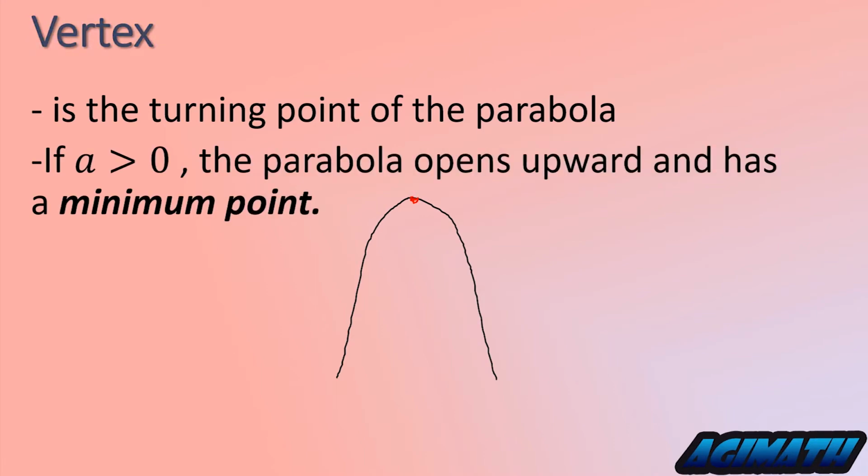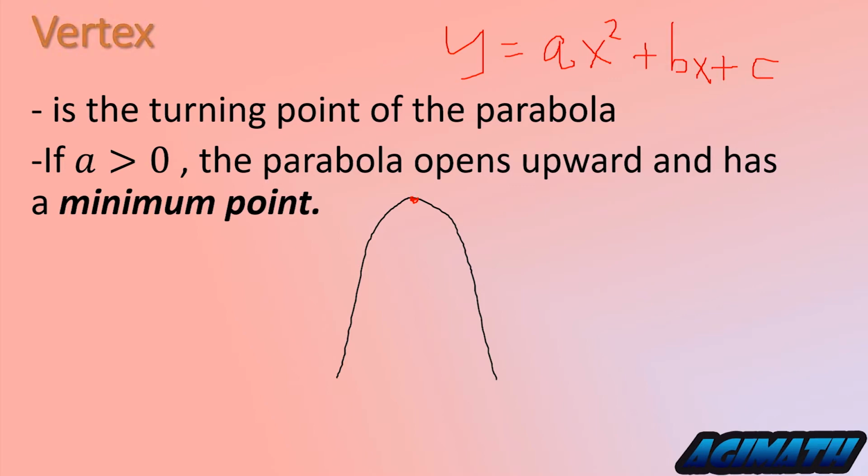Additional information: if a is greater than 0, then the parabola opens upward and has a minimum point. If you are going to recall, the standard form of a quadratic function is y equals ax squared plus bx plus c. The value of a here plays a very important role because it will determine the direction of the opening of the parabola.